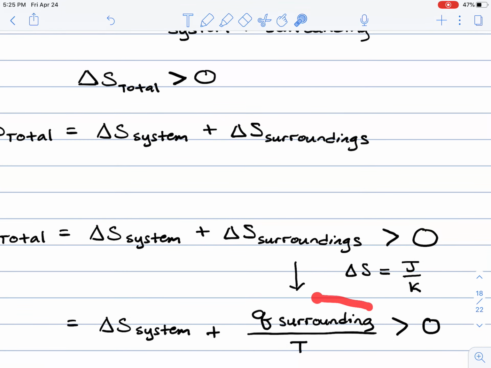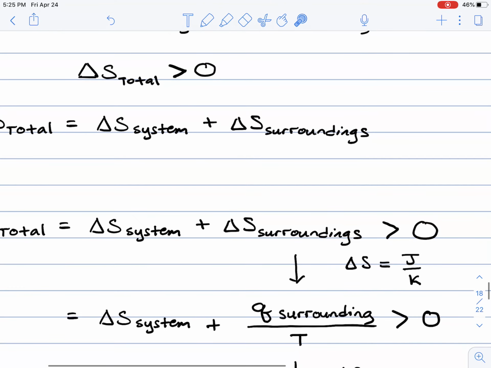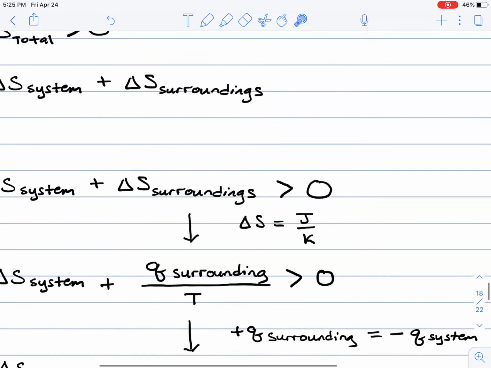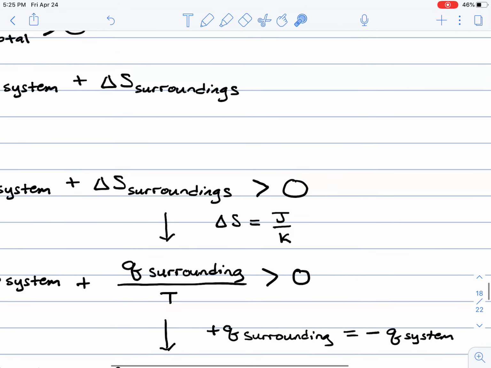Now, if you guys recall, the heat of the surroundings is also a part of something else. And so if you recall from thermochemistry, if a substance loses heat, another substance must gain that heat. And so Q of surroundings is not like a standalone concept. It's related to something else. And so here, I went ahead and wrote it down for you.